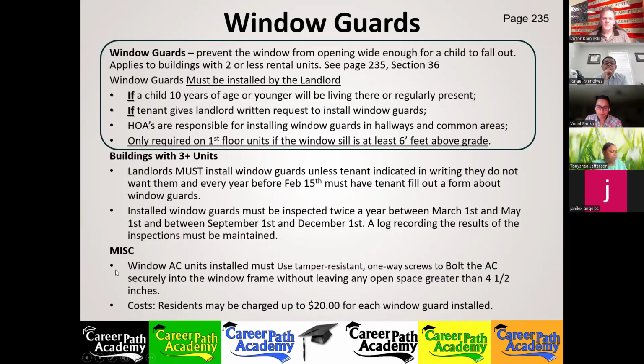Now, window guards as well as window AC units must be installed using one-way tamper-resistant screws to bolt in that AC unit and the window guard unit without leaving any spaces greater than 4.5 inches, which a child may be able to shimmy through. So the costs can be passed on to the residents of up to $20 for each window guard that's installed.